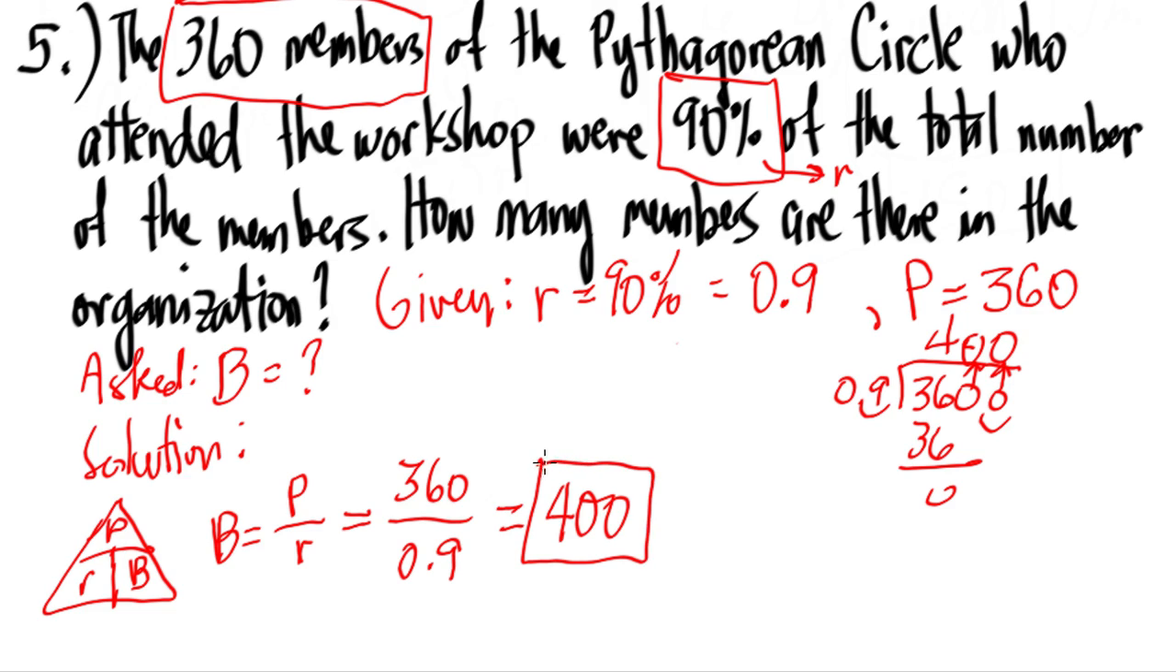So what does this mean? In totality, the total number of members of the Pythagorean circle is equal to 400 members. Not so Pythagorean as 360, 90%, right? Anyways, that's our answer. That's 400. Meaning 90% of 400 is 360. So that's the implication of it.